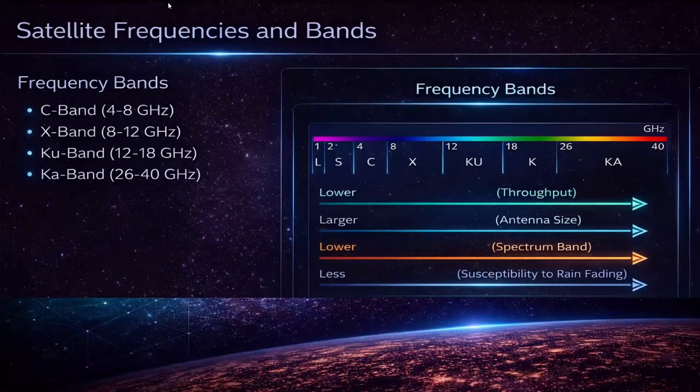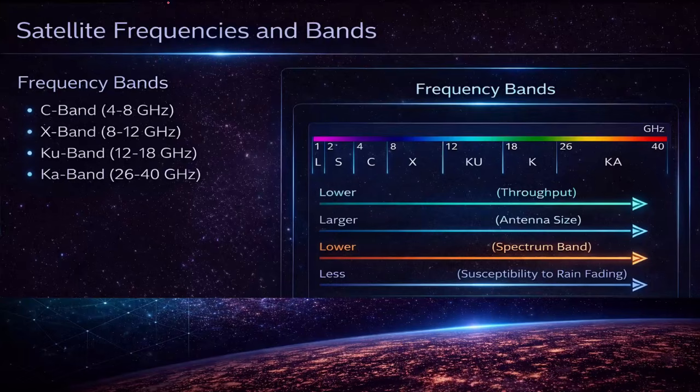Then you have satellite frequencies and bands. This is one of the most critical aspects of satellite communication, which is frequency bands. Different frequency bands are used depending on application, coverage, and performance requirements. Let's look at some of the commonly used satellite bands.